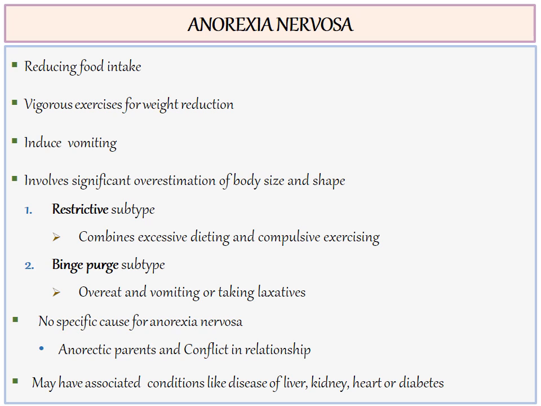There is no specific cause for anorexia nervosa. Anorectic parents and conflict in relationships may be associated, with conditions like ADHD, soft liver, kidney, heart disease or diabetes. The affected adolescent's parent may be anorectic and in conflict with the child, or overprotective, which leads to development of immaturity, isolation and excessive dependence.